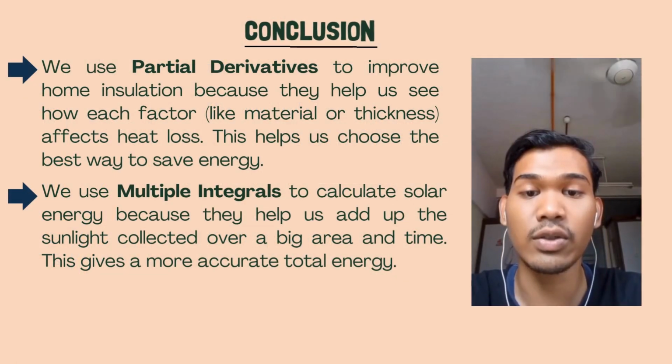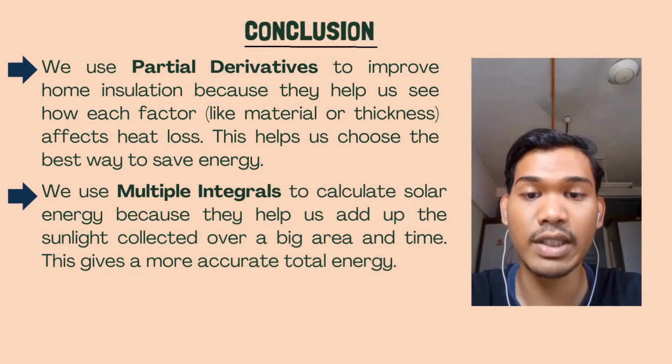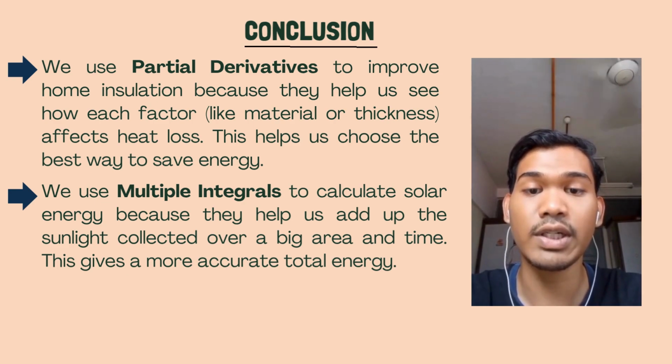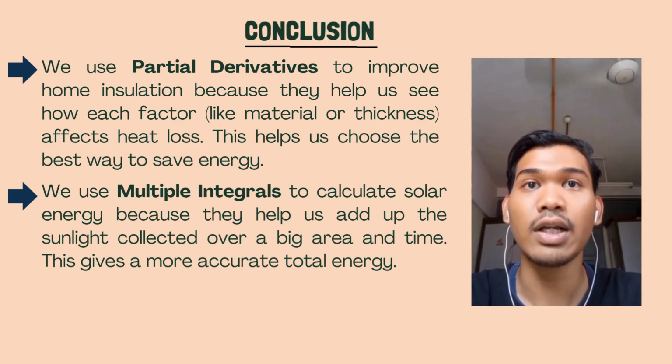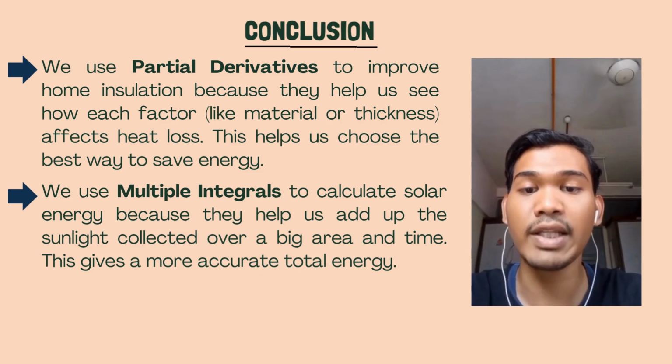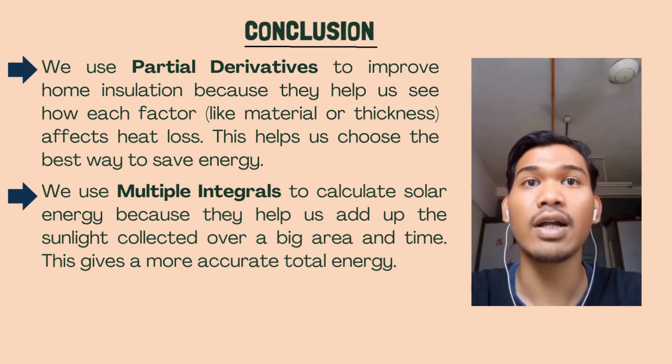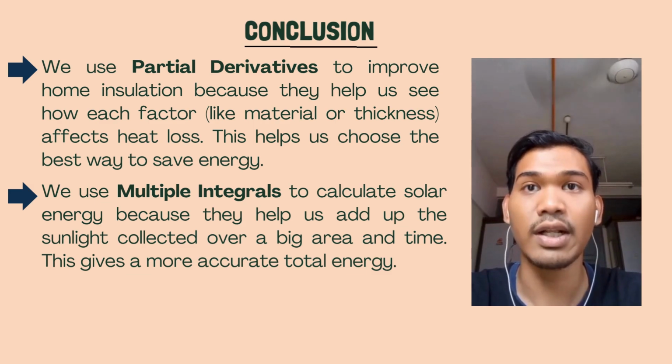So here is the conclusion of our presentation. The first conclusion is that we use partial derivatives to improve home insulation because they help us see how each factor, like material or thickness, affects heat loss. This helps us choose the best way to save energy.